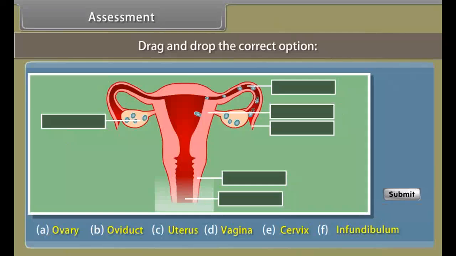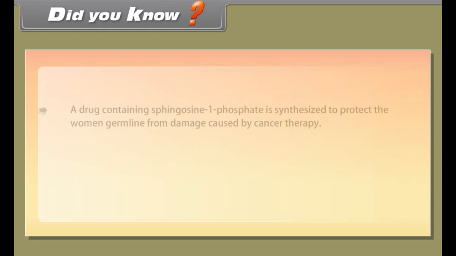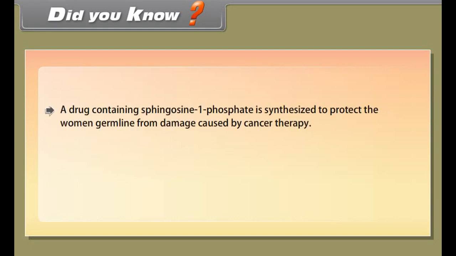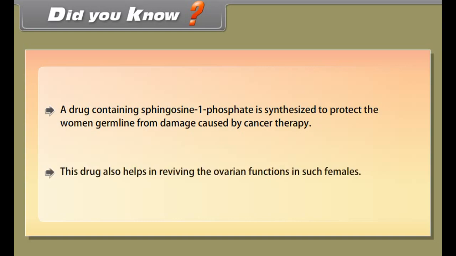Assessment. Before proceeding further, let us know how much you have learned. Drag and drop the correct option. Did you know? A drug containing sphingosine 1-phosphate is synthesized to protect the women's germline from damage caused by cancer therapy. This drug also helps in reviving the ovarian functions in such females.